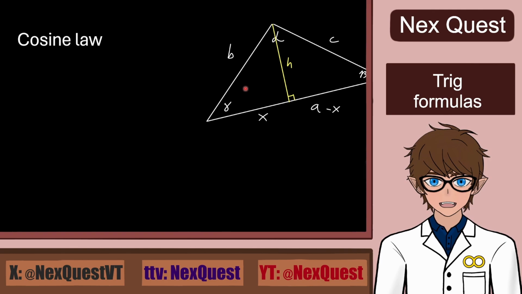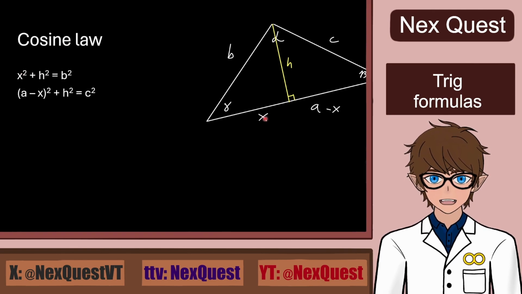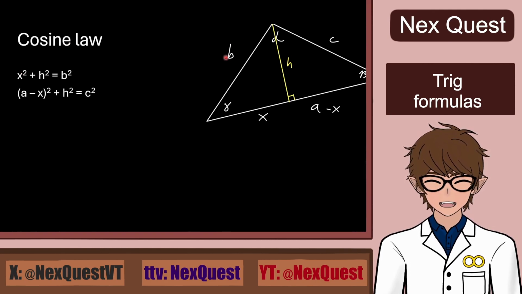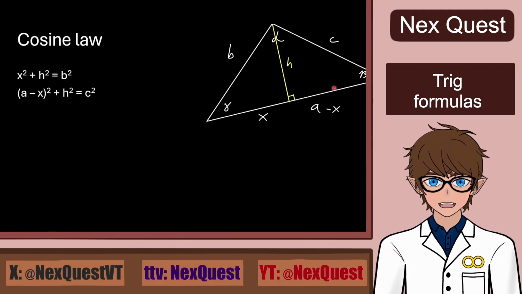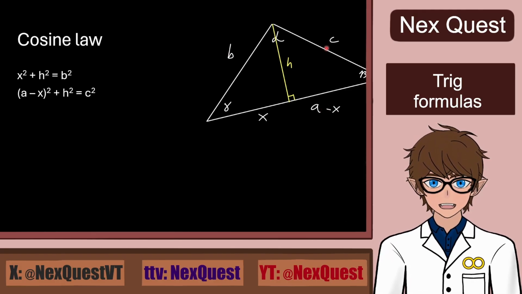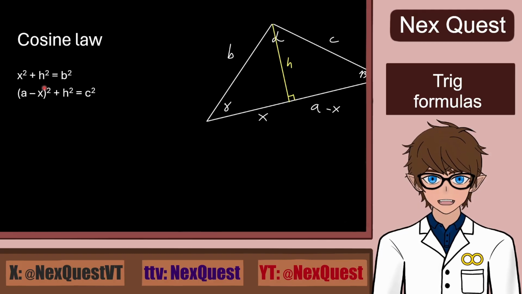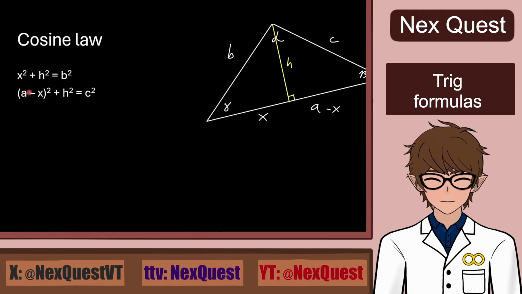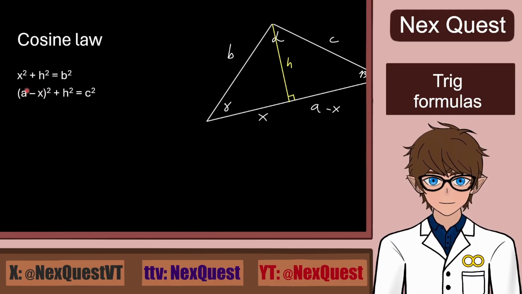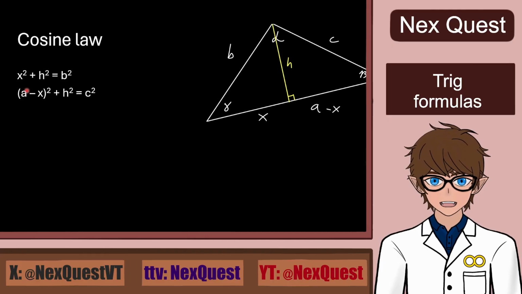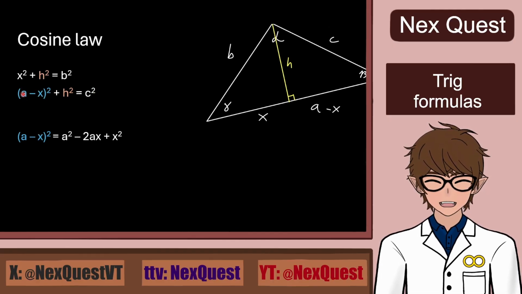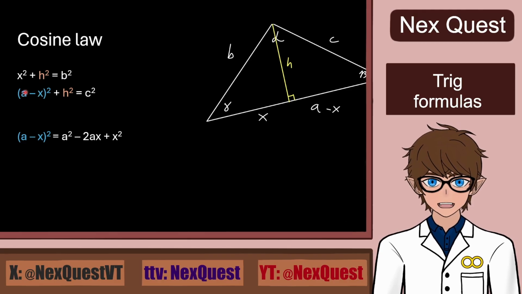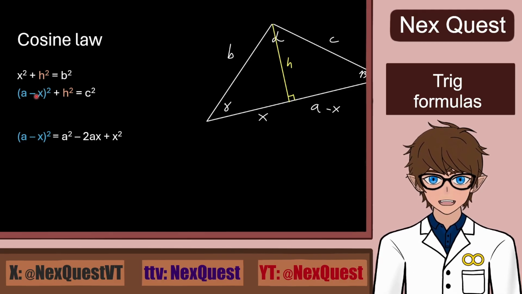Instead of the sine law, we get x squared plus h squared is b squared, and then (a minus x) squared plus h squared is c squared. Now let's solve this bracket, because we don't like squares of differences. We can write them out into a trinomial, I think that's the right word, I forgot. Like this: first one squared minus 2 times first times second plus last one squared.